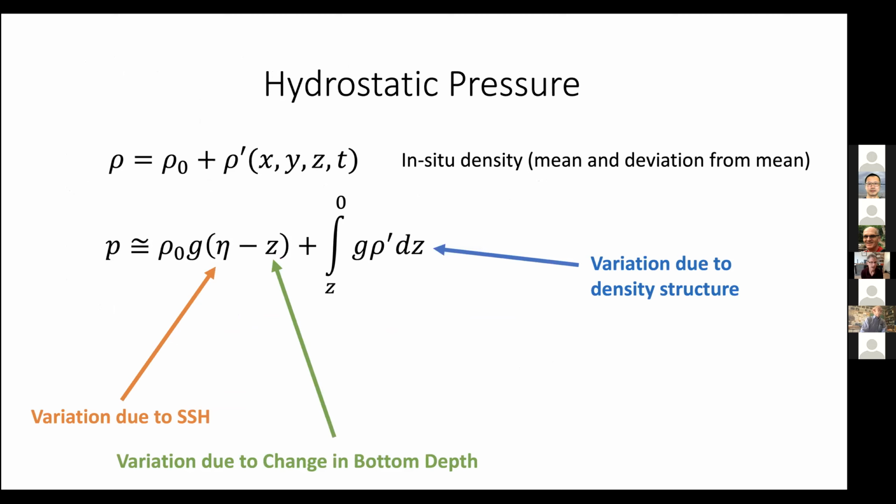Just like Alex, we think of the hydrostatic pressure as affected by sea surface height and the density structure. So that g rho prime is the variation associated with the density structure. I'm glossing over all that amazing, interesting stuff associated with the inverted barometer and atmospheric pressure. I'm just ignoring it, really.